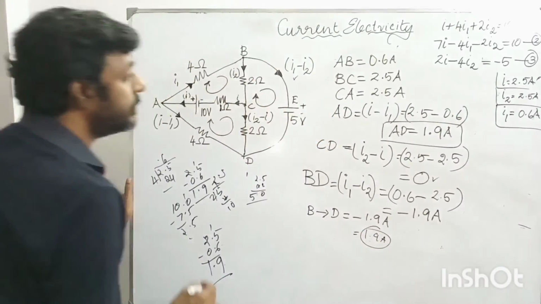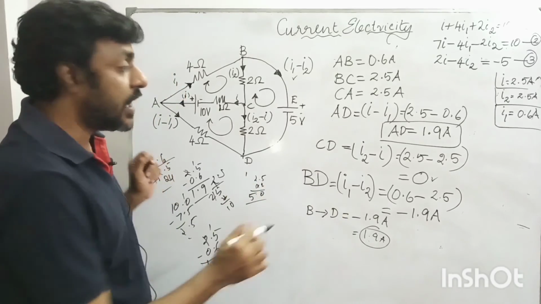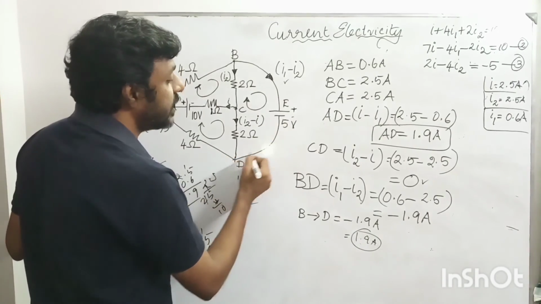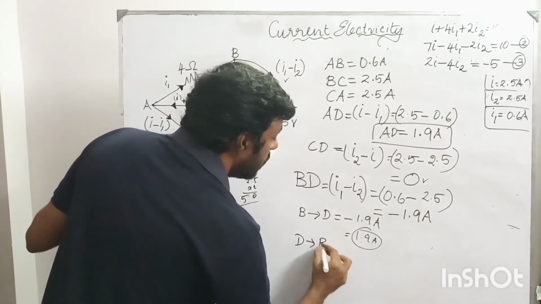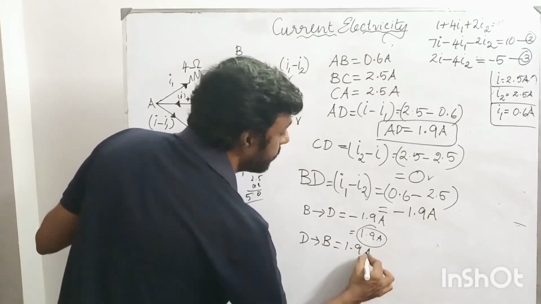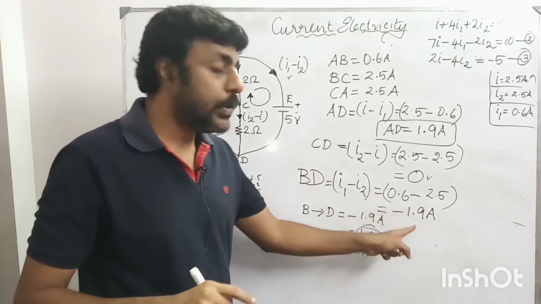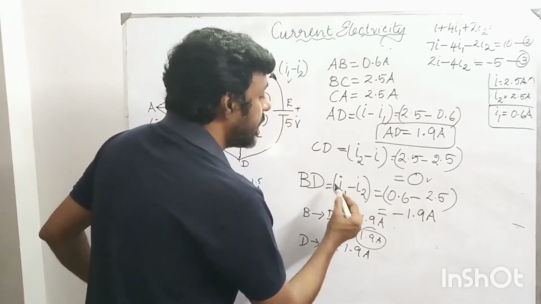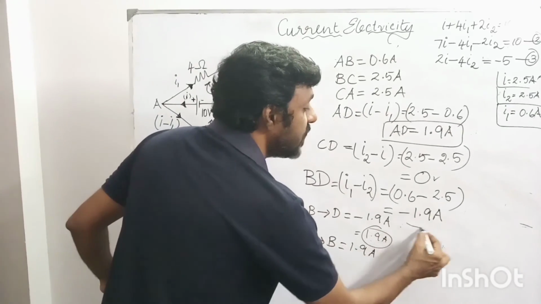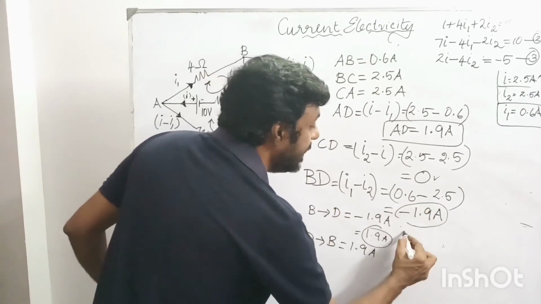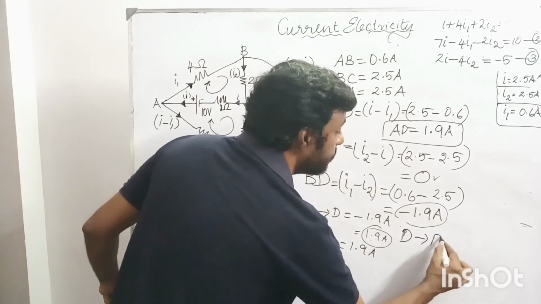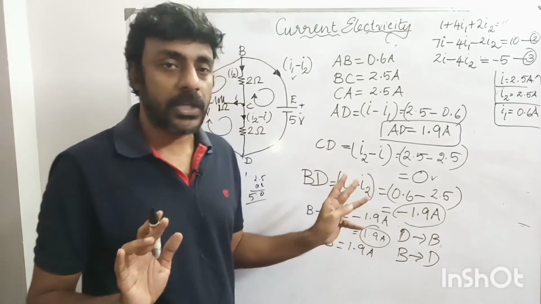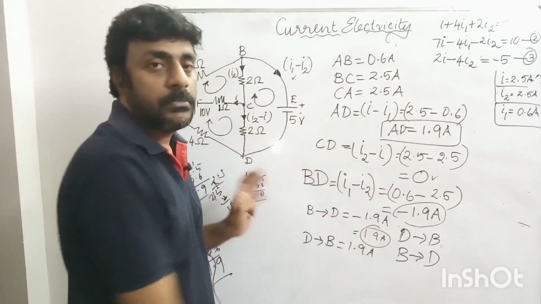From the calculation we understood that the current won't flow from B to D, but instead it flows in the opposite direction, that is from D to B. D to B, it is 1.9 ampere. It is not a problem if you get a negative value. If you get a negative value, you need to attach a comment stating that since the value of the current is negative, the current flows from D to B instead of B to D. You need to add a comment, that's all. So your entire problem is done.